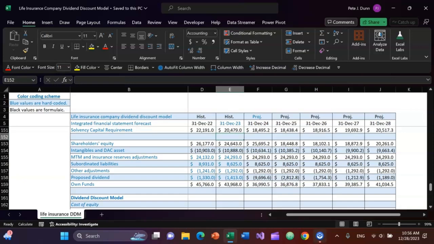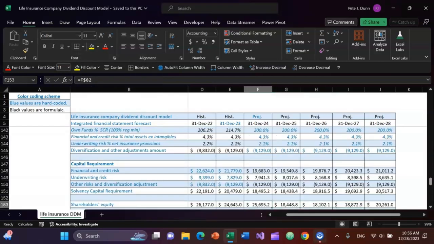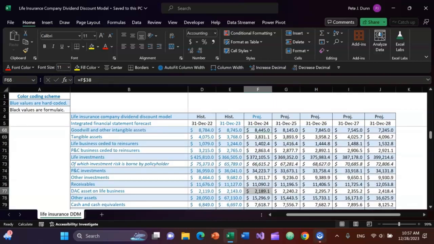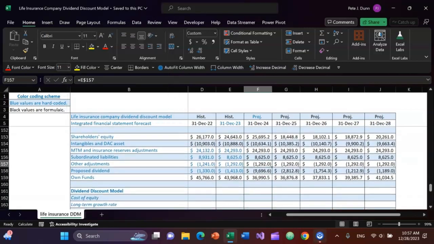Then you come down here to shareholders' equity. Again, that references row 82, control left bracket, F5, enter. The intangibles and DAC asset is just the intangible plus DAC, which is rows 68 and 77. F5 to get back. Mark-to-market insurance reserves and adjustments. That's just going to be last period. So I'm going to straight line that from the historicals.